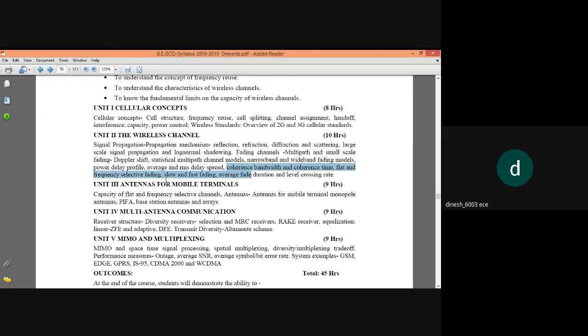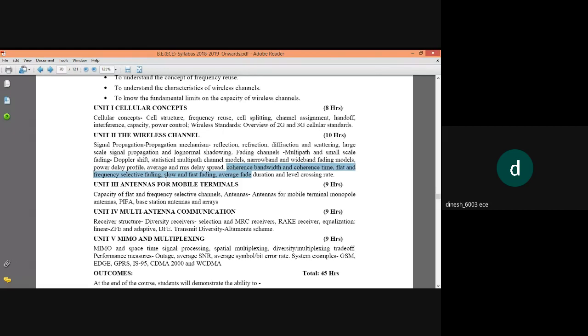Next, in unit number 3, we'll be seeing the basic concepts of antennas, different types of antennas, the structures of antennas, antennas used specifically for mobiles, then the antennas which are used at base stations, their types, and so on. We'll be seeing that in unit number 3.